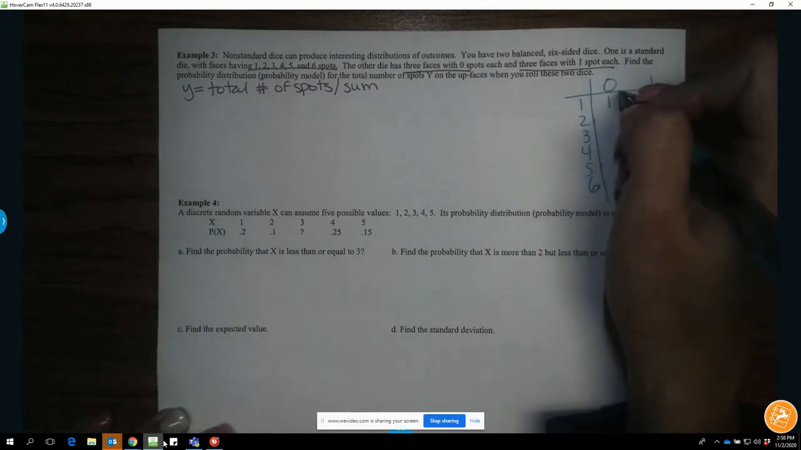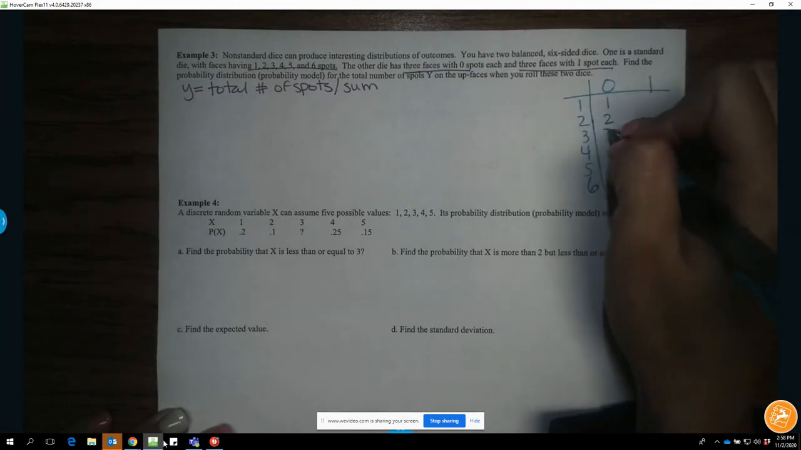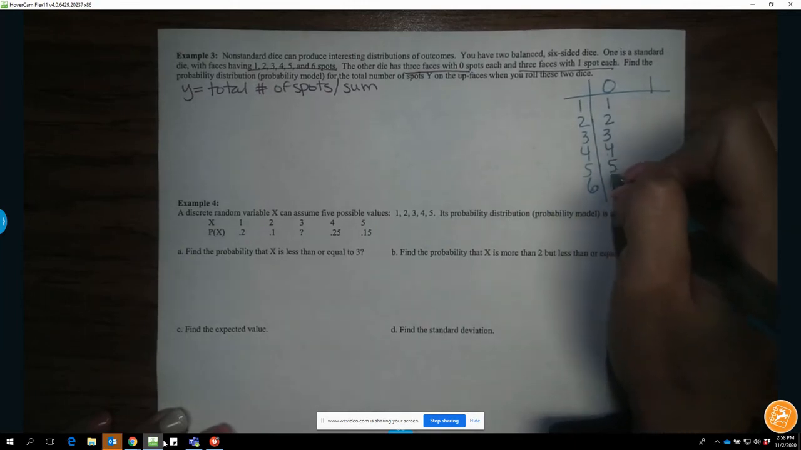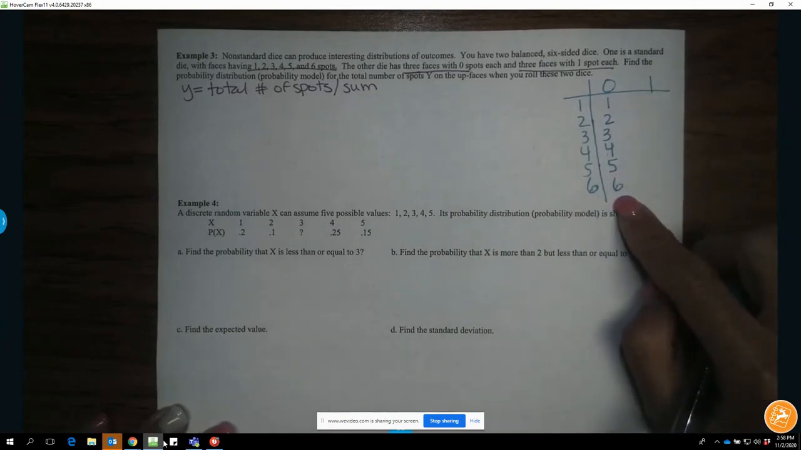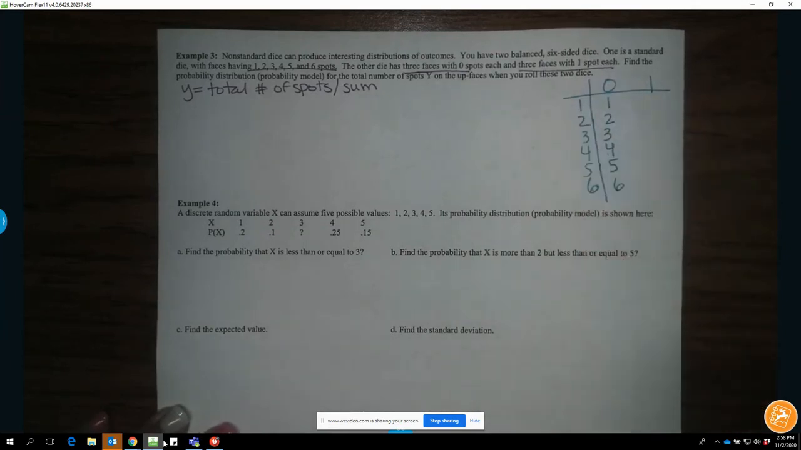So if you were to roll both of them, you're finding the sum. If you roll a 0 and a 1, that would be 1. A 0 and a 2, that would be a 2, and so on. So we're just finding the sums here. So 1 through 6 would be the sums if you rolled a 0 with any of those.